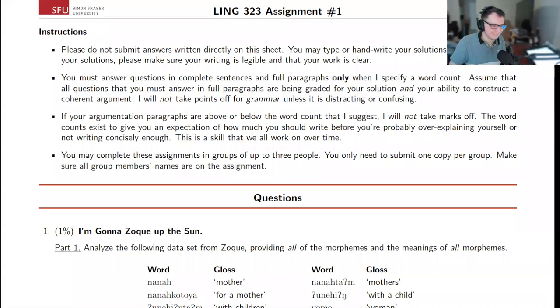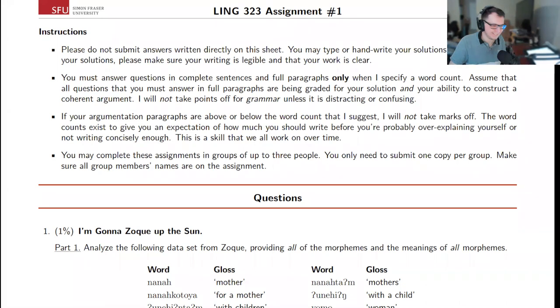So the first assignment is only worth 3% of your grade, and the first quiz is only worth 9%. It's pretty small. The goal is, with the first assignment and the first quiz, to get a feeling of what the course is like, what's expected of you, how the questions are formatted, all that kind of stuff. So there's some instructions above.